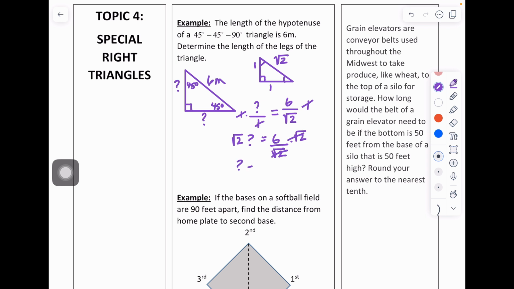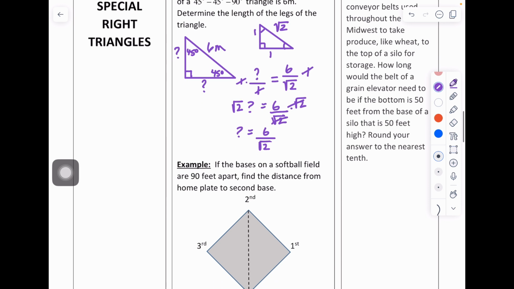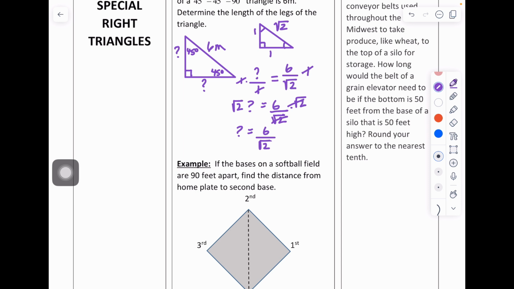So question mark is equal to 6 divided by square root of 2. Okay, now let's do a little bit of review here because it's probably been a while since we've all done this. In this format, if I have a square root of a number on the bottom of a fraction, that is considered not simplified. So we have to do something called rationalizing.